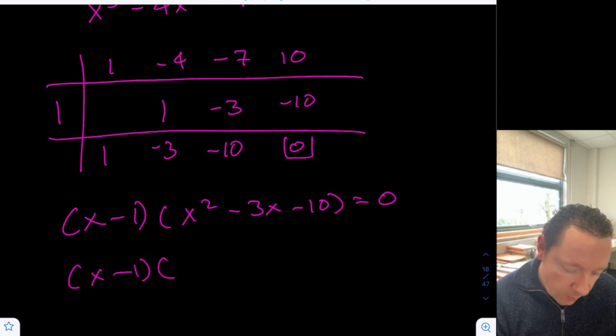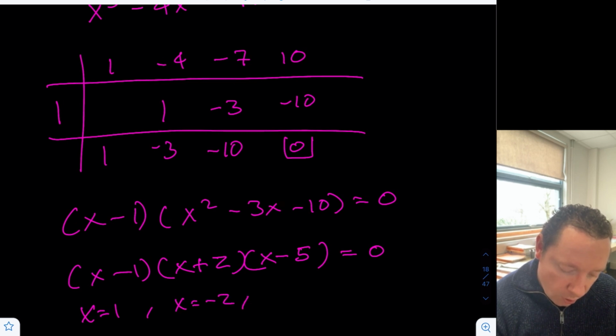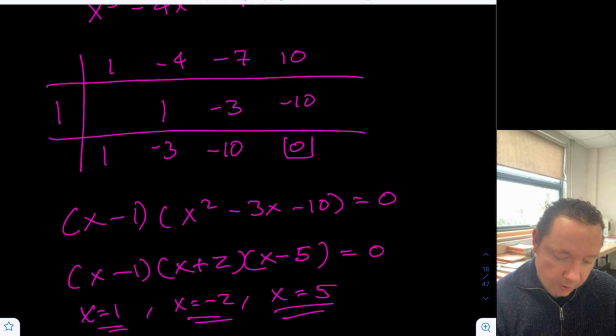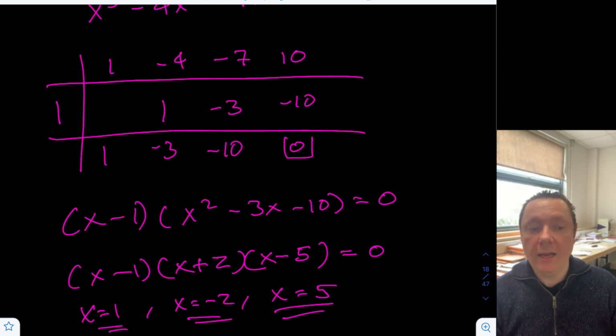x minus 1, double bracket, x and x. 5 and 2, minus 5 plus 2 is minus 3, and therefore x equals 1, x equals minus 2, or x equals 5. And we're done there. 1, minus 2 and 5.